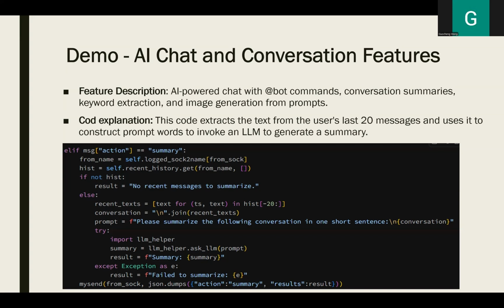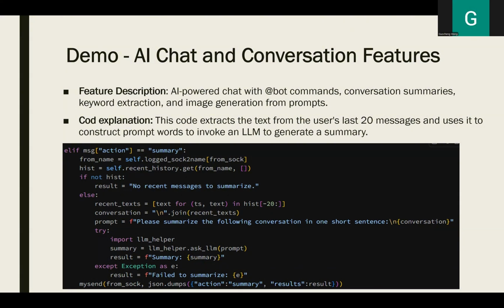And the second part is our AI chat and the conversation features. So we added some functions, including you can use the addbot command to talk with a robot. And also we added conversation summaries to let the AI chatbot help you summarize. And also we added keyword extraction and image generation.